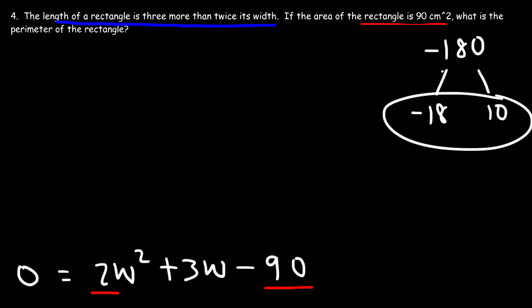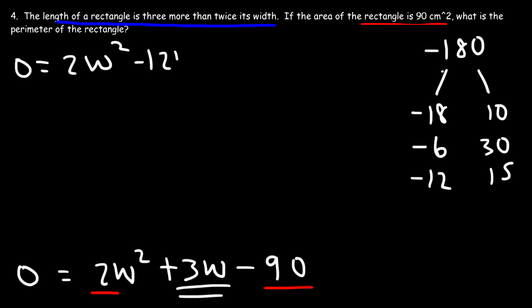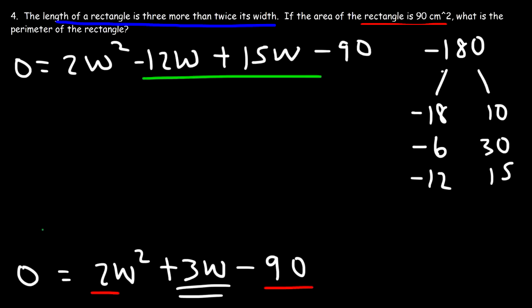So we could try, let's say, 6 goes into 18. Negative 180 divided by 6, or negative 6, that's 30. But they don't differ by 3. We could try negative 12. Negative 180 divided by negative 12, that's 15. So these 2 differ by 3. So we're going to replace the middle term 3W with negative 12W plus 15W, because as you can see, these 2 numbers add up to 3W.